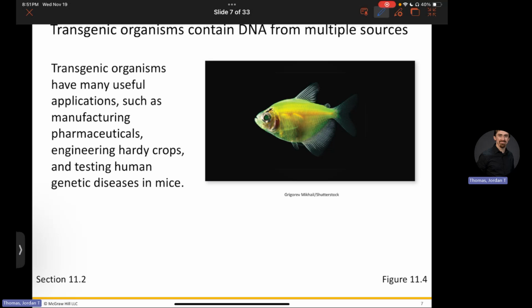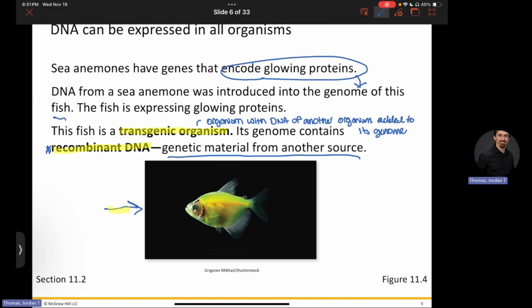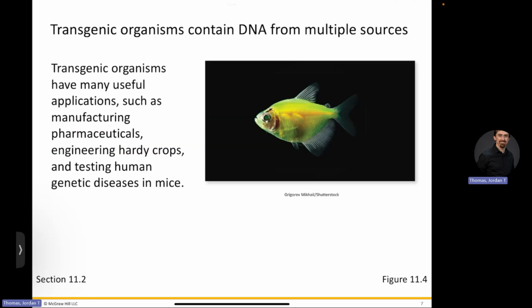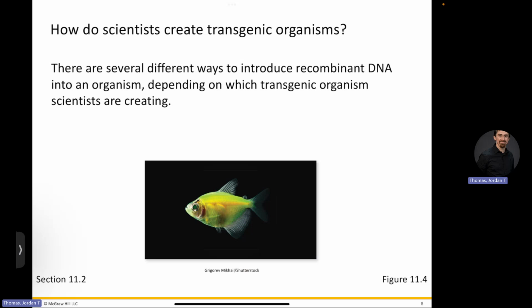There are a lot of different ways this method can be used. So remember, a transgenic organism is an organism with DNA from another organism. That DNA is called recombinant DNA. It's useful in manufacturing pharmaceuticals, engineering hardy crops, and testing human genetic diseases. Now, how do scientists create transgenic organisms? There are several ways to introduce recombinant DNA into an organism, depending on which transgenic organism scientists are creating.